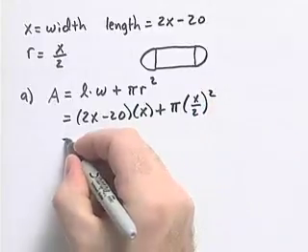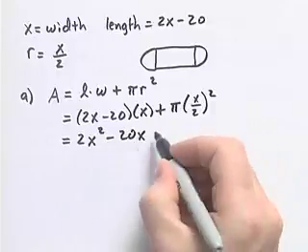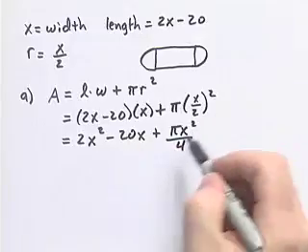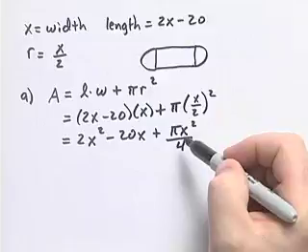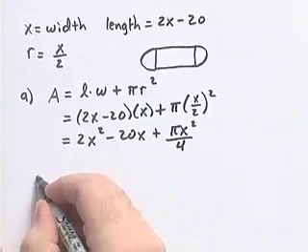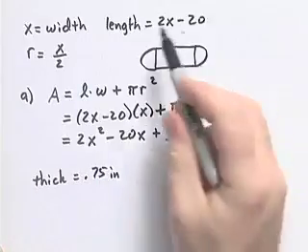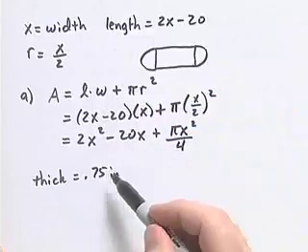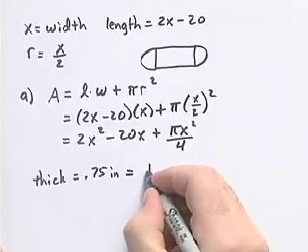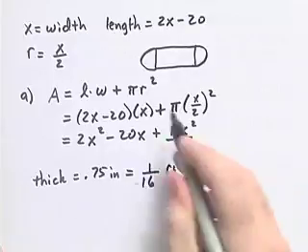We want to clean this up a little bit. So we'll have 2x squared minus 20x plus pi x squared over 4. And so we have this expression for the surface area in terms of x, but we want the volume. And we know that the thickness of the ice is 0.75 inches. Everything else we've done has been in feet, and here we have inches, so we need to make sure that we write this in terms of feet. And 0.75 inches turns out to be 1/16 of a foot. So we have all the same units here.